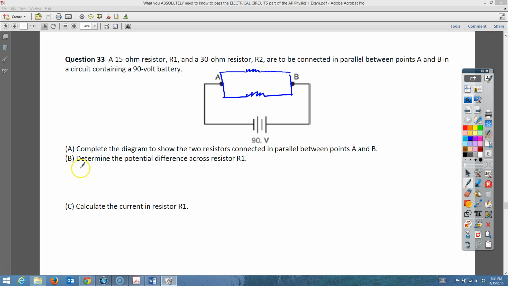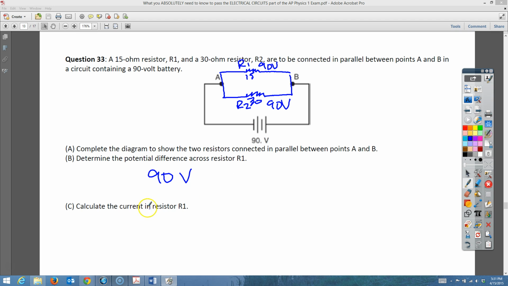It says determine the potential difference across resistor R1. So here's R1, here's R2. 15 ohm resistor, this one's 15, this one is 30. And remember that the voltage is the same in each one. So the potential difference here is going to be the same as what's in the battery. And so we know that this is 90 volts. So here we have 90 volts and here we have 90 volts.